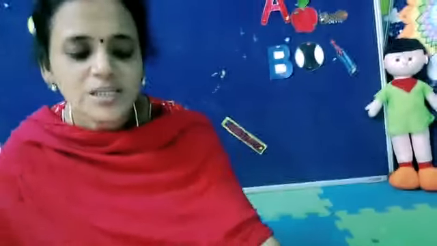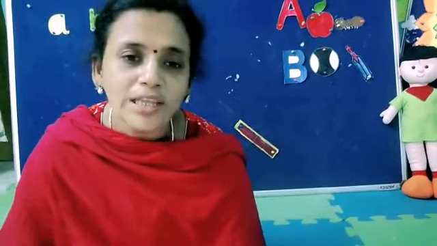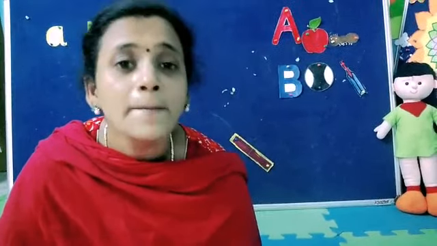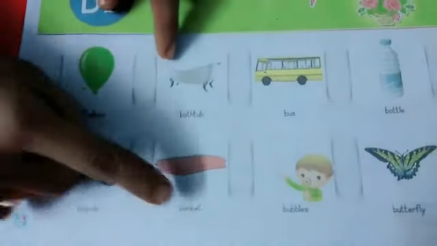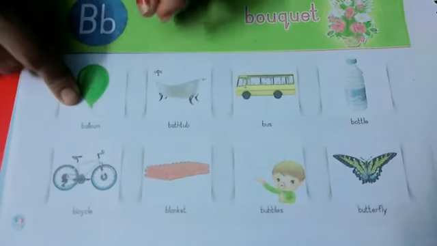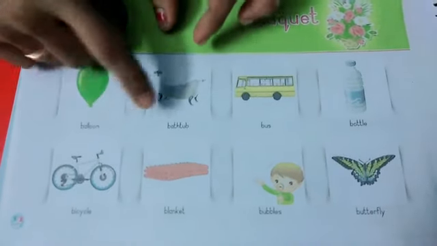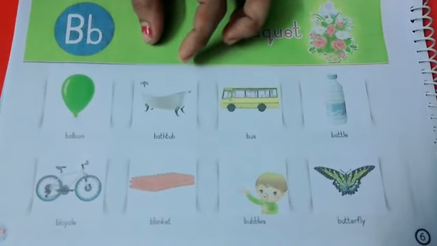Okay, baby? These pictures you can see in your word trip book. Okay, kids? You have to recall the objects that start with letter B. In your book, you can see more objects that start with letter B. So today your homework is to look at balloon, bathtub, bus, bottle, bicycle, blanket, bubbles, butterfly. You have to find out where our new friend letter B is. Find our new friend letter B in balloon. Where is new friend letter B in bathtub? You have to mark a circle with pencil.